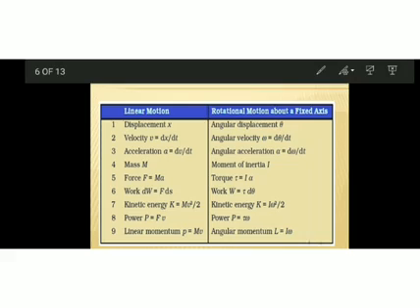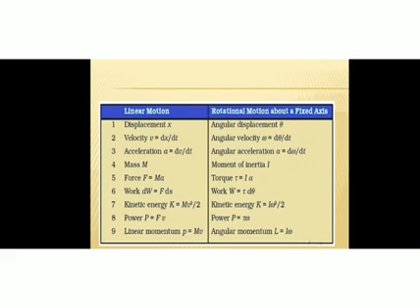So this is a comparison of linear motion and rotational motion. In linear motion, displacement is denoted by x, but in rotational motion it is angular displacement theta. In linear motion, velocity is dx by dt, but angular velocity is d theta by dt. Linear acceleration is dv by dt. Angular acceleration is d omega by dt. Mass is m, but in rotational motion, mass is replaced by moment of inertia. In linear motion, force F is equal to ma, but in rotational motion, force is replaced by torque, I alpha. Work done dW equal to F ds, and here work done is torque into d theta.